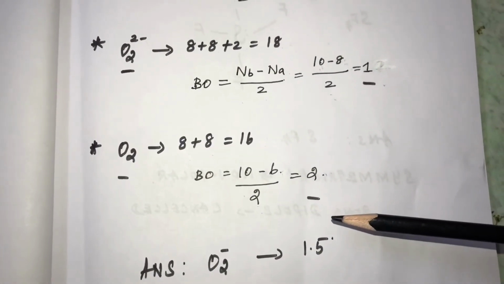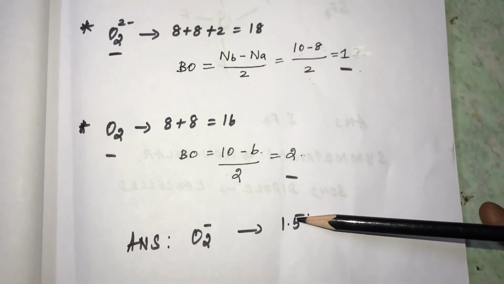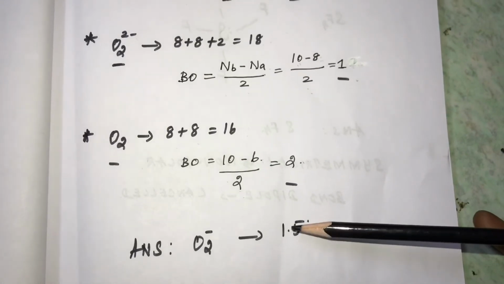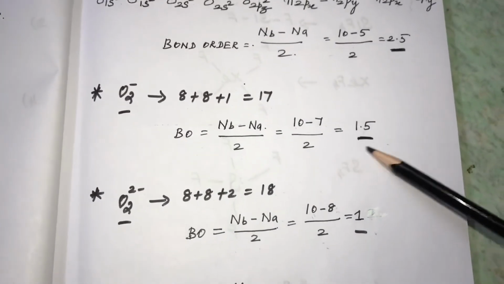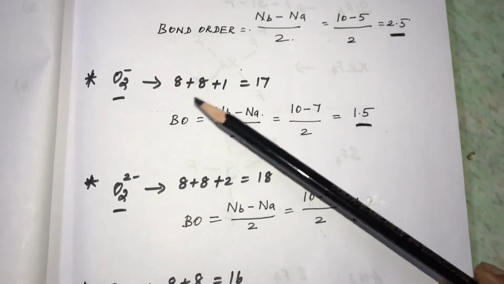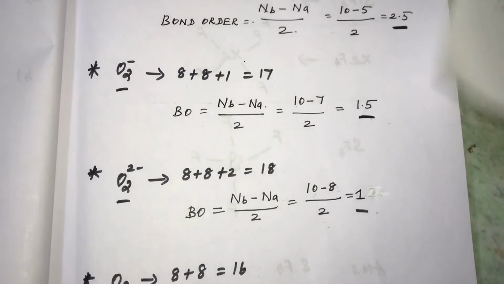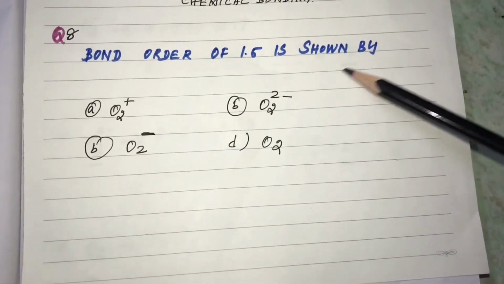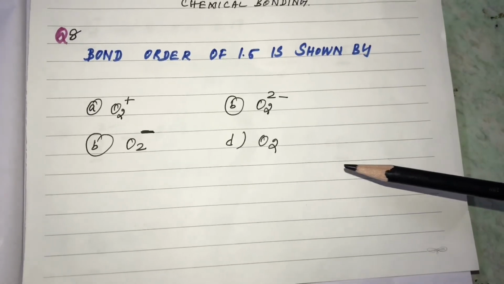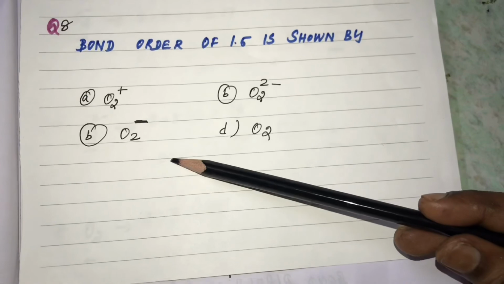What is asked in the question is, what is the species which has the bond order of 1.5? The bond order 1.5 is O2 minus. So for this question, the answer is: the bond order of 1.5 is shown by O2 minus. This B is the answer.